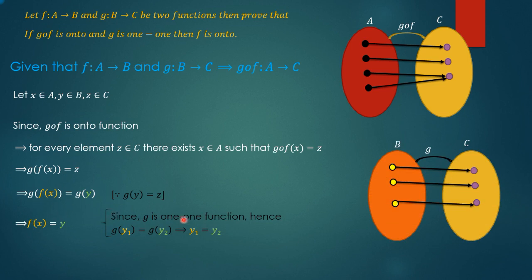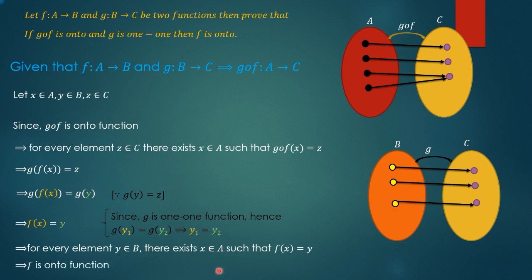Since g is a 1-1 function, g of y1 is equal to g of y2 implies y1 is equal to y2. That is, y1 and y2 are the inputs of the function g, so they will be equal to each other. This implies for every element y belongs to B there exists x belonging to A such that f of x equals y, and this implies f is an onto function.